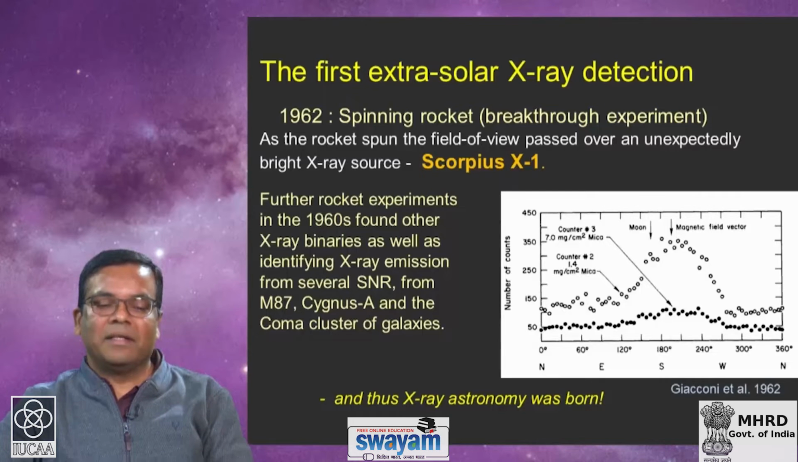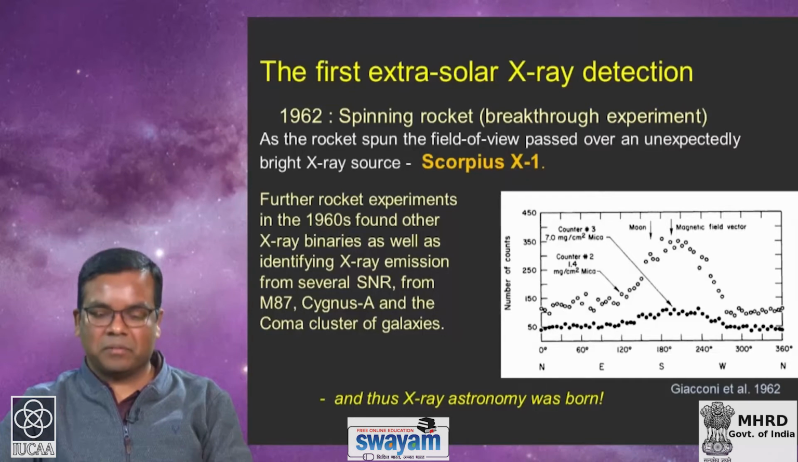This was the first X-ray source in that constellation, and it was named Scorpius X-1, or Sco X-1. Further rocket experiments in the 1960s found other X-ray binaries as well as identified X-ray emission from several supernova remnants, from M87, the galaxy Cygnus A, and the Coma cluster of galaxies, and thus X-ray astronomy was born.